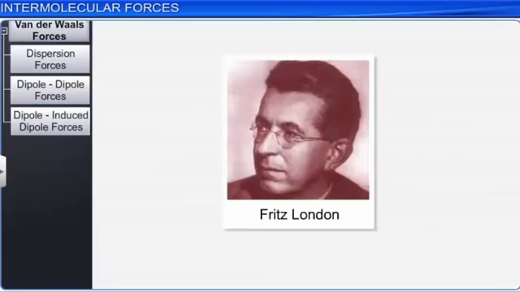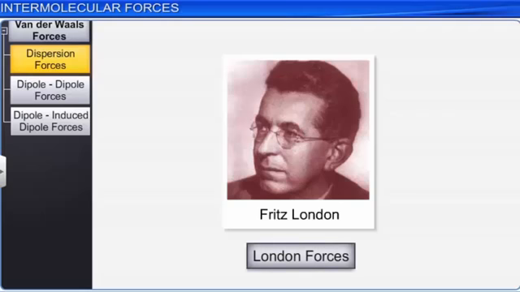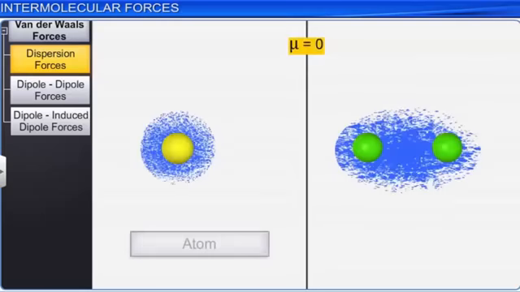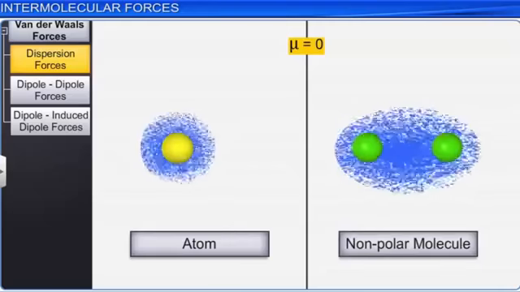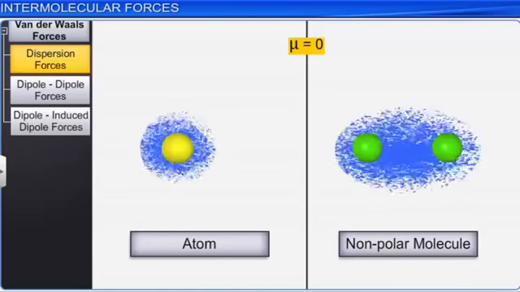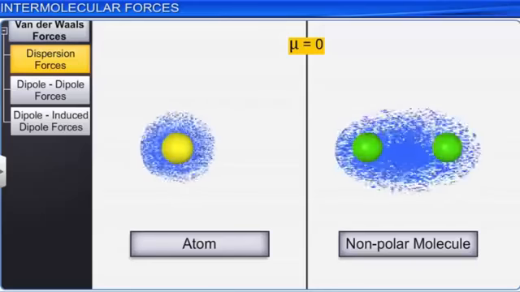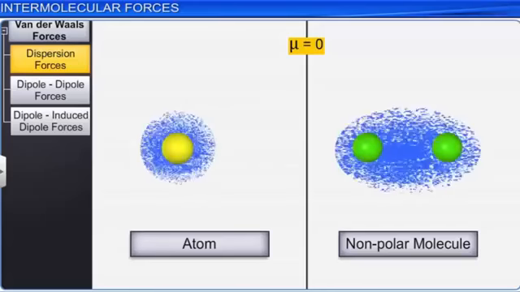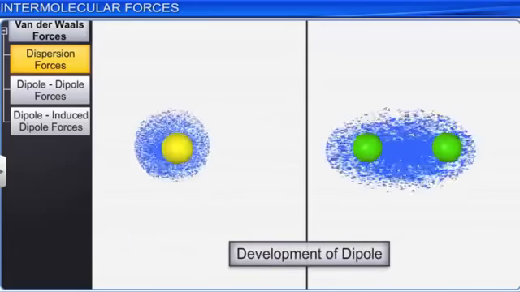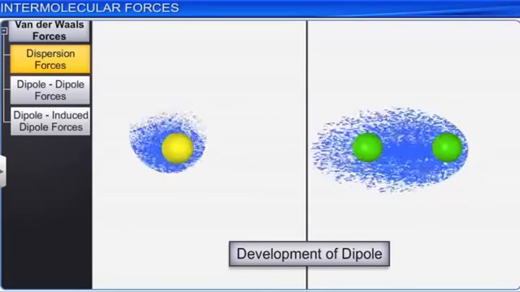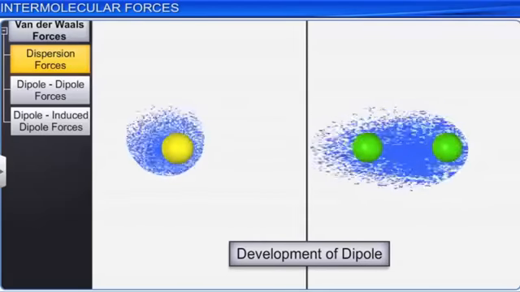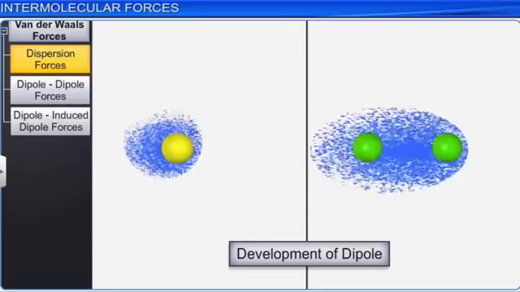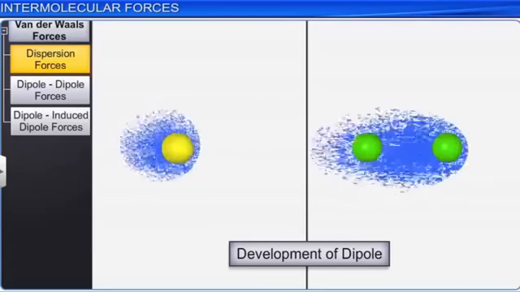The existence of dispersion forces was first suggested by Fritz London, and hence these forces are also known as London forces. We know that atoms and non-polar molecules have no dipole moment because their electron cloud is symmetrically distributed. However, due to the constant motion of the electrons, an atom or molecule can develop an instantaneous or transient dipole when its electron cloud is distributed asymmetrically about its nucleus.